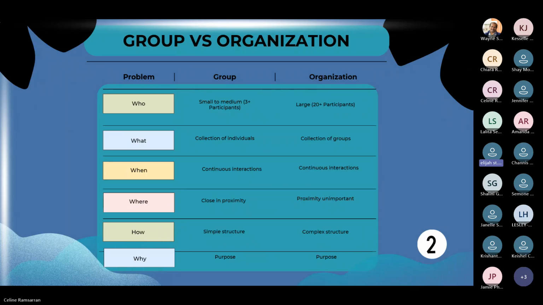Groups tend to have a very simple structure, whereas organizations tend to have complex structures, which we will touch upon as we talk further in the presentation. Groups and organizations both are formed with a particular purpose. That is the driving force as to why the group or the organization is created. Next slide.